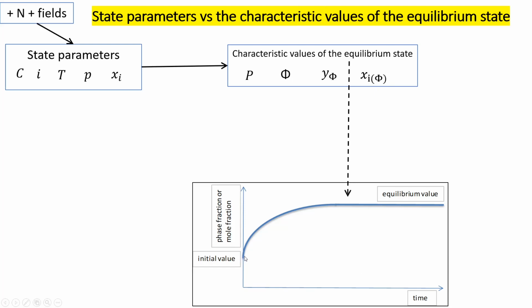Usually we have a certain initial value. Then when we start the experiment, so we set all the state parameters. When we start the experiments, then in the first period these values change relatively fast. And then after a while, actually sometimes after a long time, the value becomes constant and doesn't change as a function of time anymore. And that is usually called the equilibrium value.